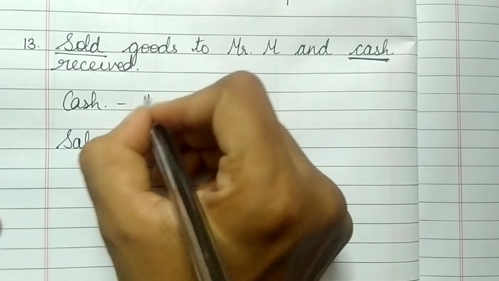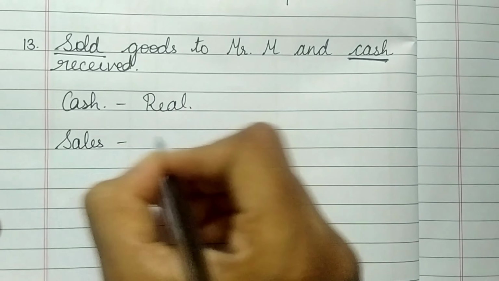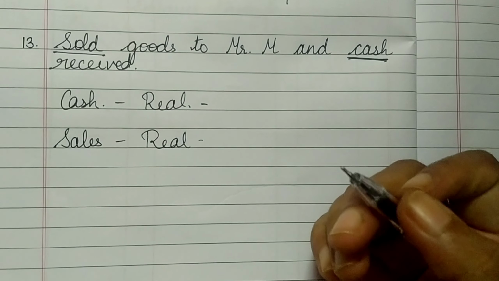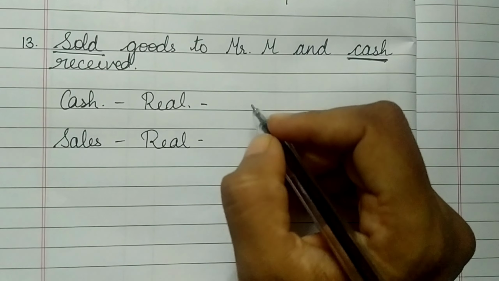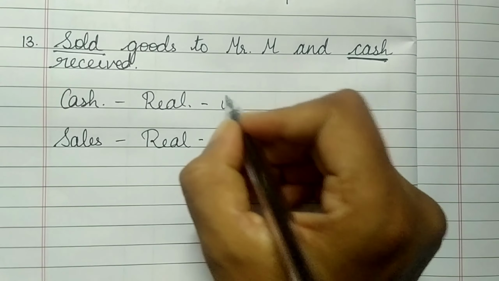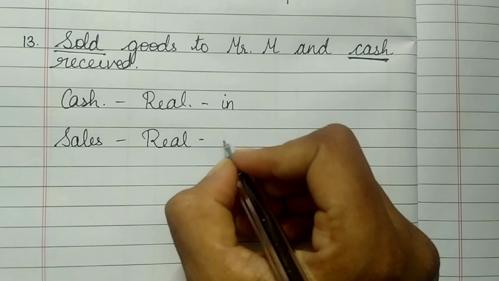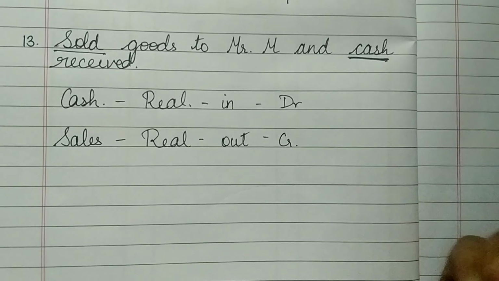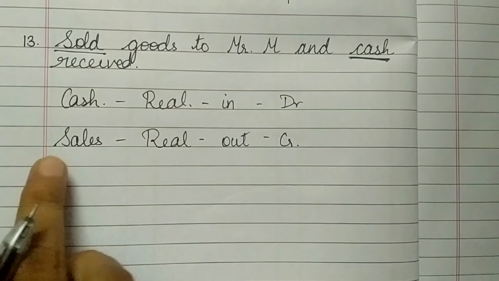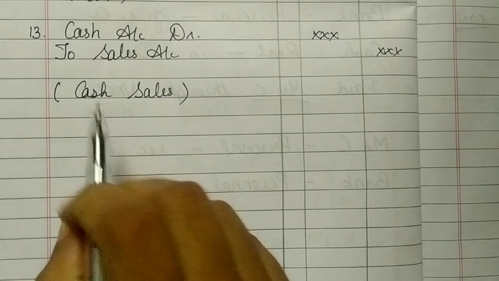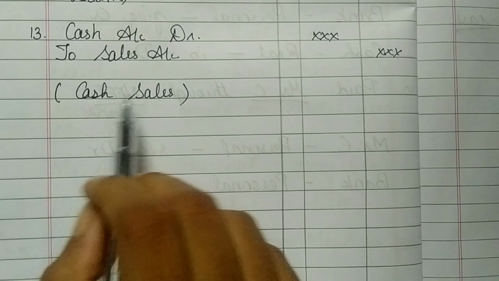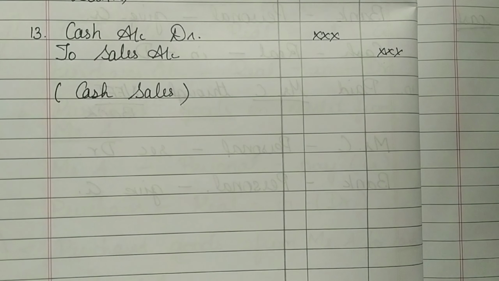So cash and sales, I'm going to consider it as a real account. So what comes in and what goes out, that's all I got to find out. So when I sell, cash is coming into the business, and when I sell, goods are going out of the business. So debit what comes in and credit what goes out. Simple. So cash is debit, sales is credit. So journal entry is cash account debit to sales account, and the narration is cash sales, amount being recorded.